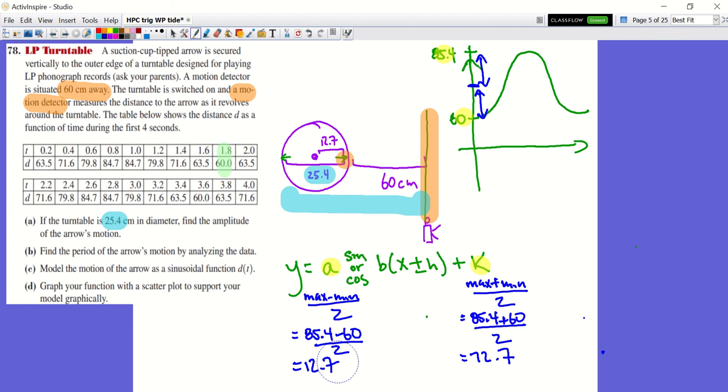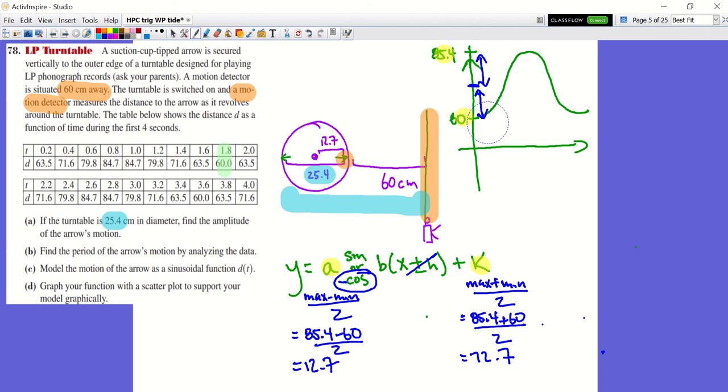And we are going to pick cosine, and because it starts on a low tide, we're going to make it minus cosine. Okay? Minus cosine. And there is no horizontal shift or horizontal translation. So h is just going to be 0, because we're going to model it starting perfectly at the low tide.